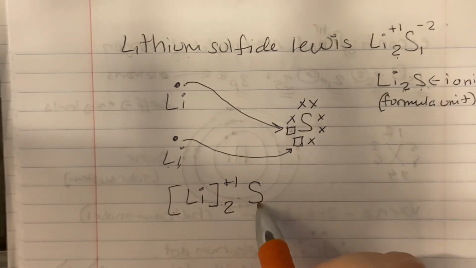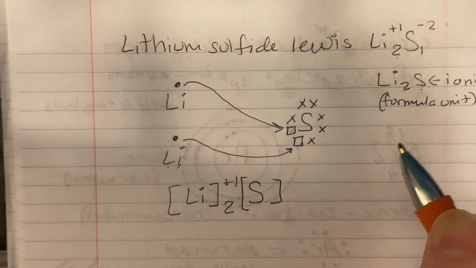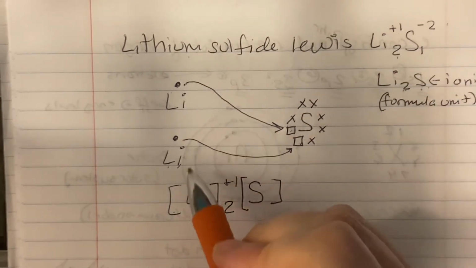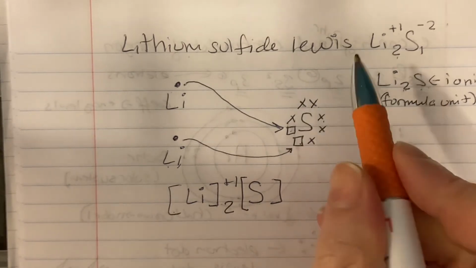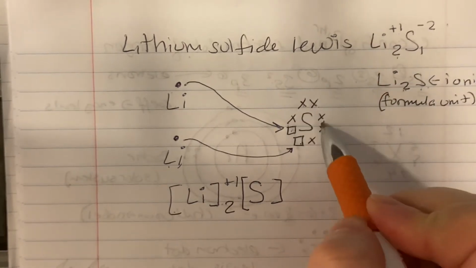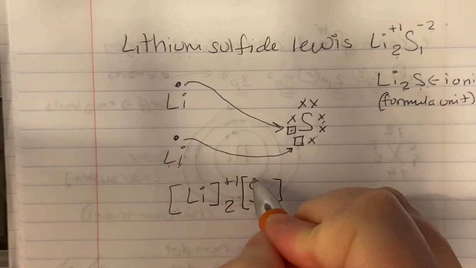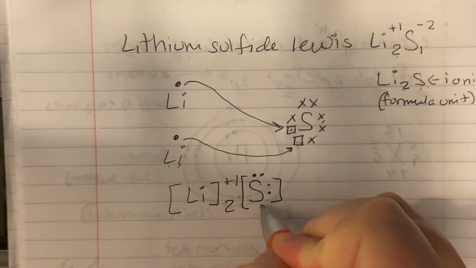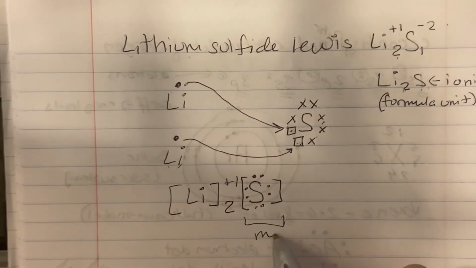Okay, and what does it need? It needs brackets because it's an ion. But instead of showing it empty, we want to show it full. So you're going to put in all of these dots. Now you can keep the X's and the O's so you can show where sulfur got it, or you can just change them all to dots. The most important thing is to show that we met the octet rule.